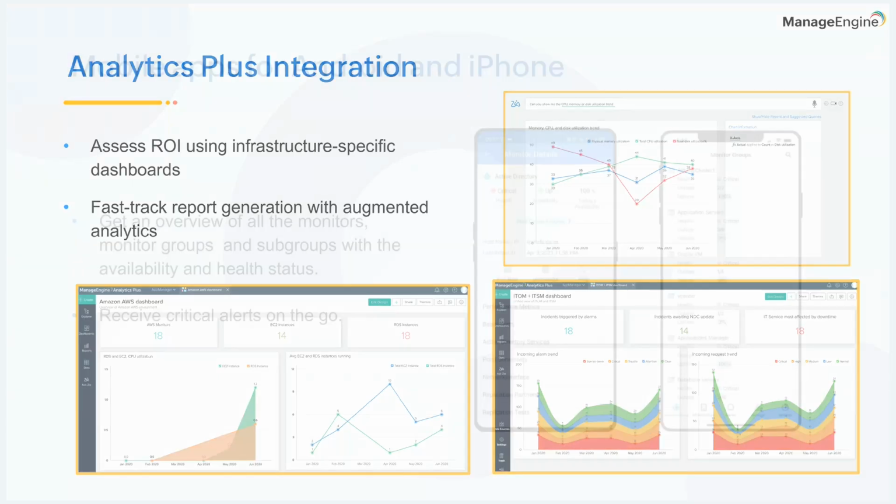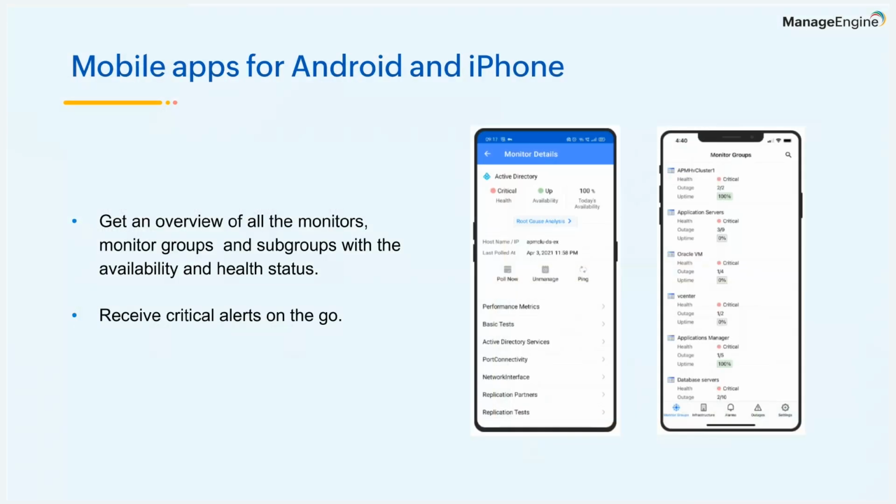We also have support for mobile applications in Applications Manager. If you have Android as well as iPhone, you can install the application, connect it to your respective Applications Manager, log in, and get an overview of all the monitors, monitor groups, subgroups, and also the availability and health status of each and every individual resource. You can also get critical alarms in the application, and we've also introduced the metrics for APM Insight recently.